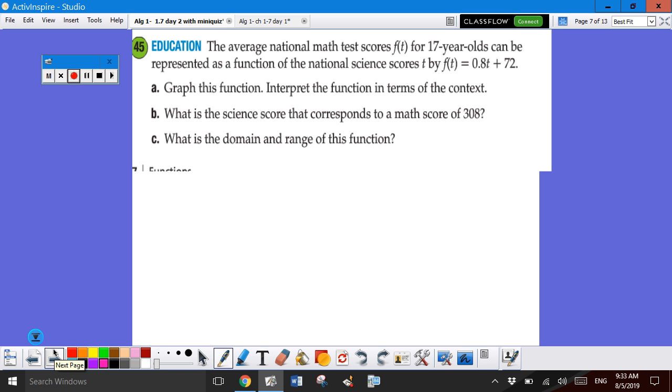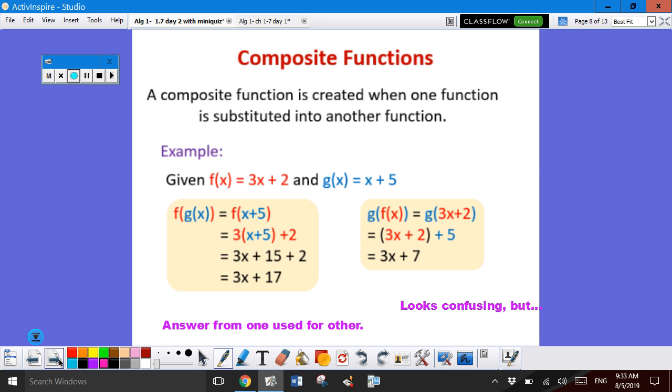Okay, 45. I think we're going to skip this guy. We'll talk about that one when I get back. So just make a note that we'll talk about 45 when I get back in person.